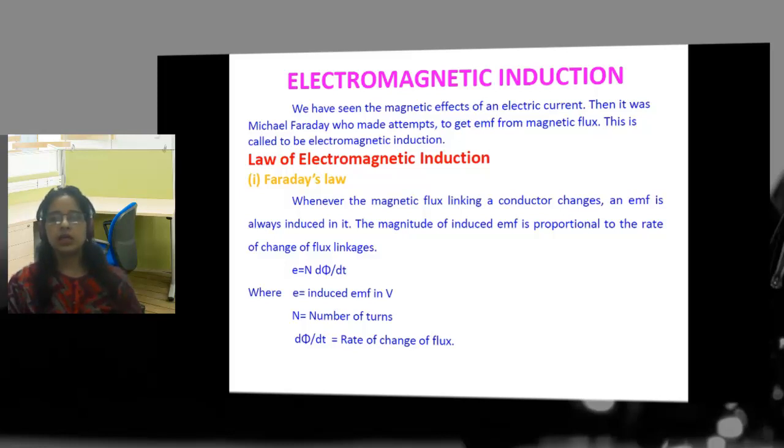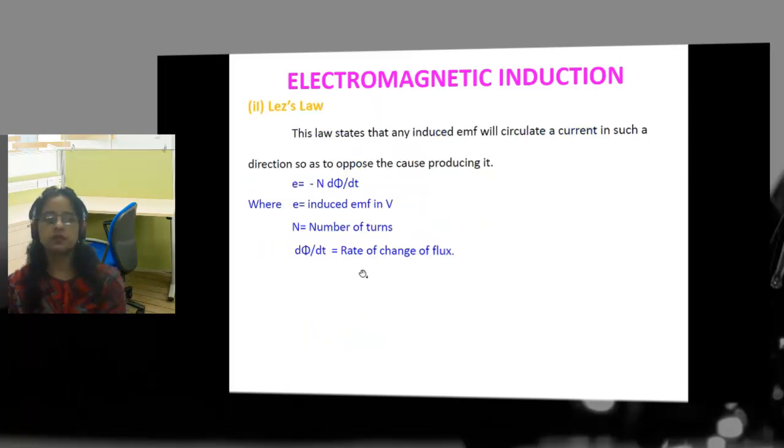Whenever the flux linked with the conductor changes, an EMF is induced in it, always, and the magnitude of induced EMF is proportional to the rate of change of flux. So we say E is directly proportional to dφ/dt, and if the proportionality is removed, then this constant N comes. So E is equal to N dφ/dt, where E is the induced EMF in volts, N is the number of turns, and dφ/dt is the rate of change of flux. So this is nothing but Faraday's law.